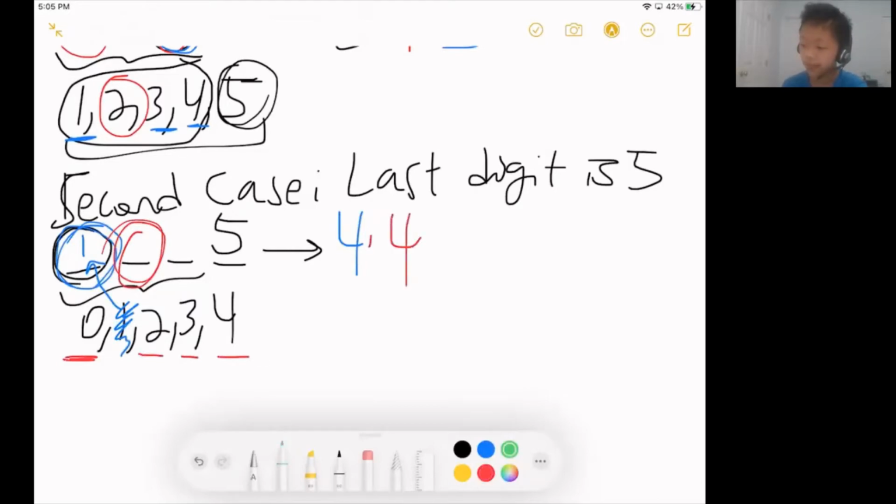And for this last slot, let's say you chose 2, for example, right? So let's say you put 2 there. Then you can't use 2 anymore because you already used it. And now we only have 3 possibilities left, 0, 3, and 4, to put in this last slot. So you do times 3.